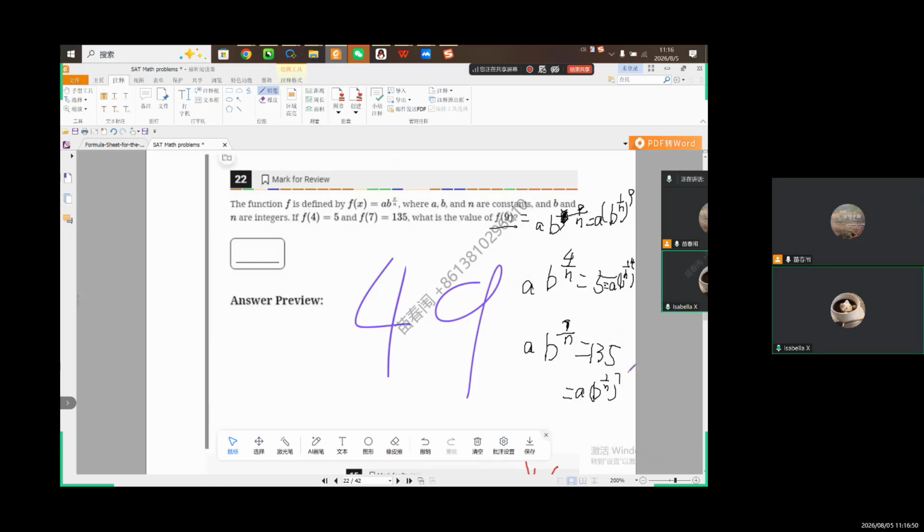Oh, sorry. Yeah, substitution, right? B to the 1 over N power happens so many times and it's complicated. We don't like it, right? We substitute. I can substitute it as T, right? A, T to the fourth power is 5. And A, T to the 7th power is 135. And I think I can find T, right?